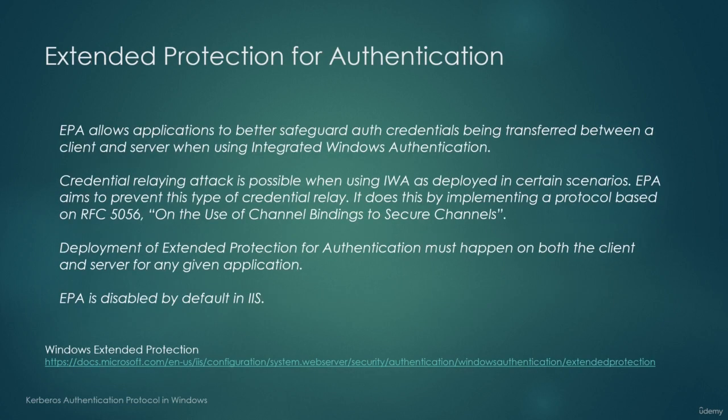Windows Extended Protection for Authentication safeguards the authentication credentials transferred between a client and server when using integrated Windows authentication. It prevents credential relay attacks by implementing a protocol based on RFC 5056 titled On the Use of Channel Bindings to Secure Channels. It must be enabled on both client and server. In IIS, it's disabled by default.